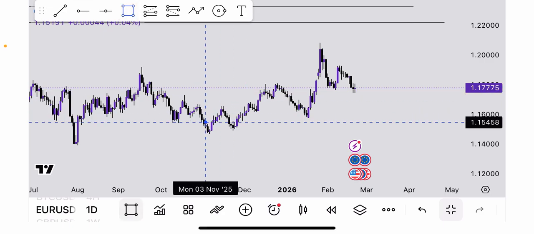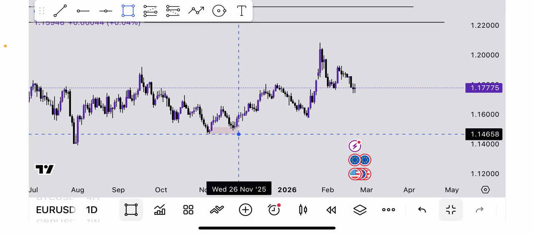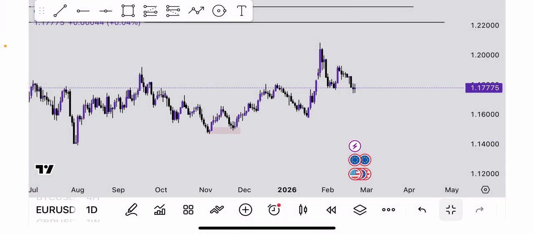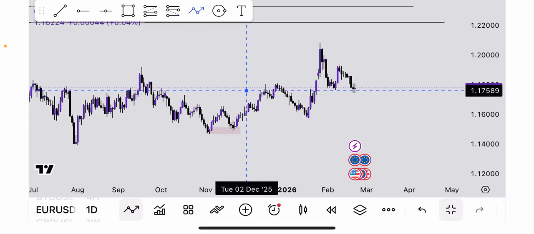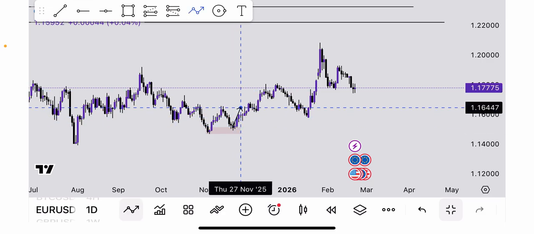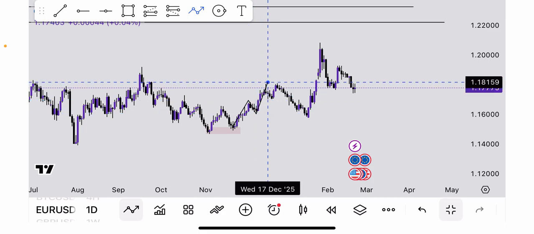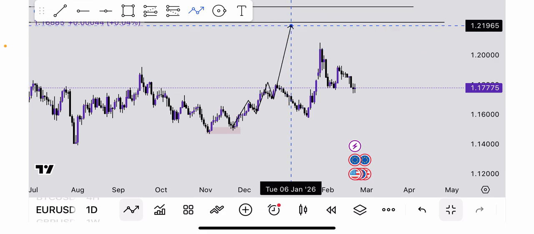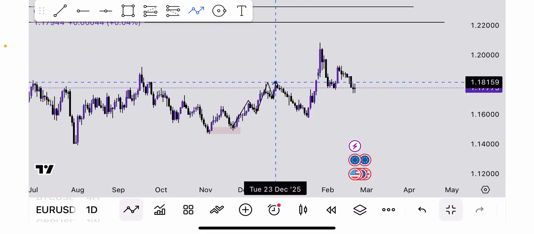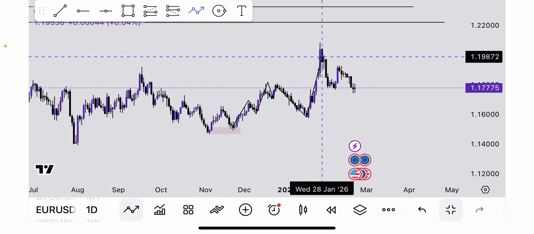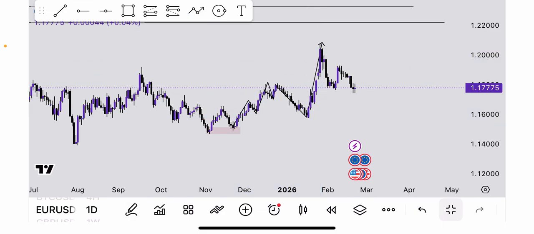Anyway, the market created a W here. Market created a W here. Then it started creating higher highs, higher lows. Instead of it going up like this, it retraced back to this level, then pushed back up.